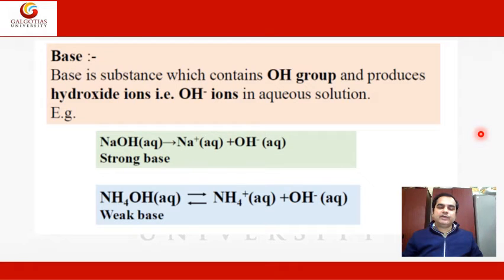Now let us discuss how we can define a base. Basically, a base is a substance which contains the OH group and produces hydroxide ions, that is OH- ions, in the aqueous solution. As we can see in the reaction, NaOH in aqueous form dissociates into Na+ (aq) plus OH- (aq). Because it gives OH- ions in the aqueous solution, it is referred to as a base. Similarly, NH4OH, that is ammonium hydroxide, also dissociates into NH4+ (aq) plus OH-, but it does not easily give OH- ions in the aqueous solution, so it is referred to as a weak base.